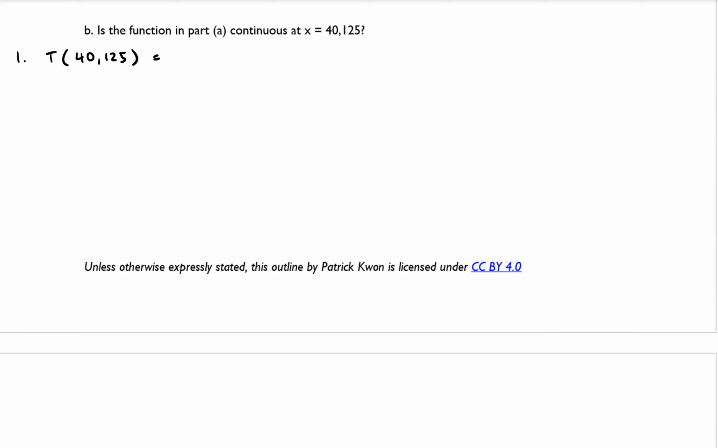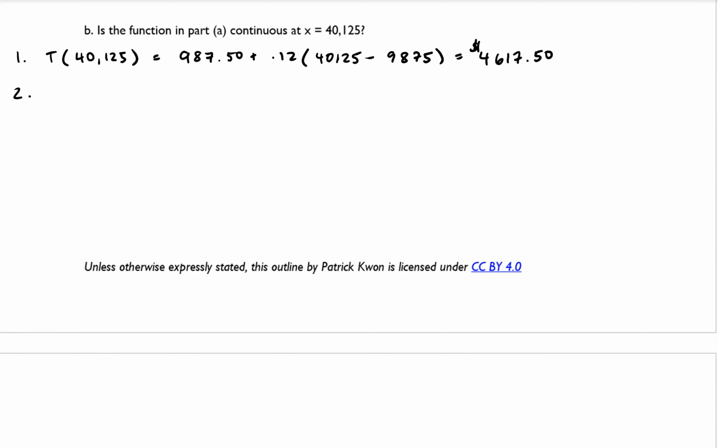So if we plug that into our second subfunction, we get 987.50 plus 0.12 times (40,125 minus 9,875). I plugged that into my calculator earlier and got that that was $4,617.50. I'll put a little dollar sign there. And so our first condition is satisfied.